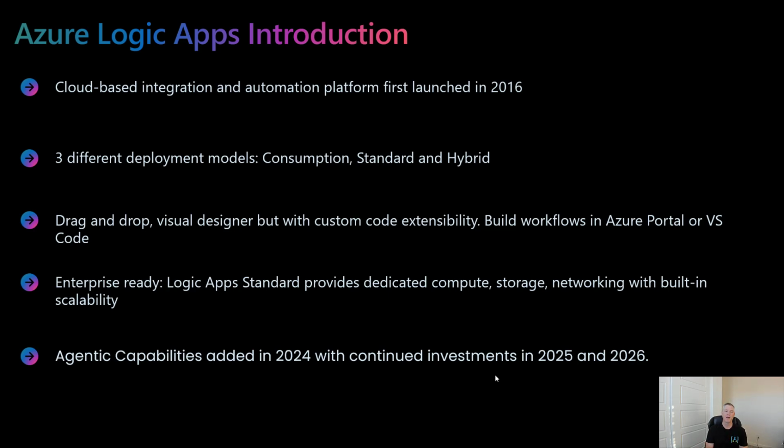And then we also have Hybrid, and this is one of our more recent SKUs. This allows you to run your Logic App workloads on customer-managed infrastructure. So this means you can run this on premises on your own Kubernetes cluster that is connected to Azure through Azure Arc, but the local runtime is available to you. You've got local compute, local storage, and local networking as well.